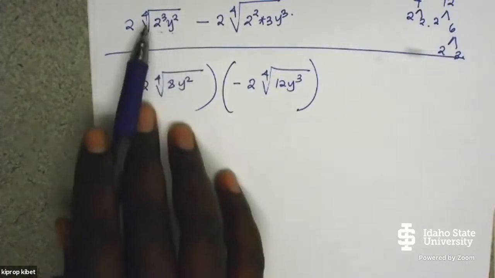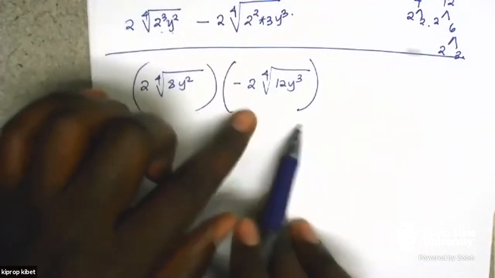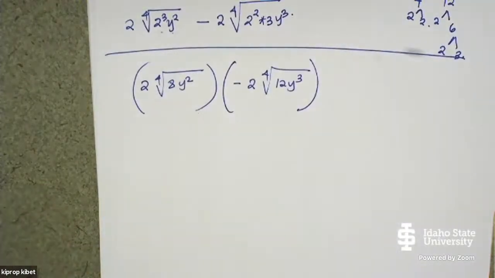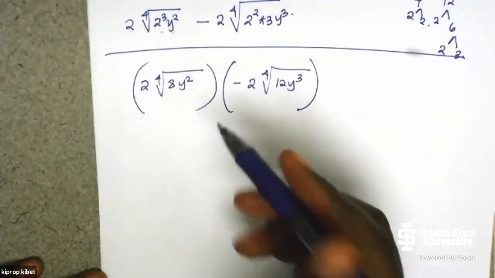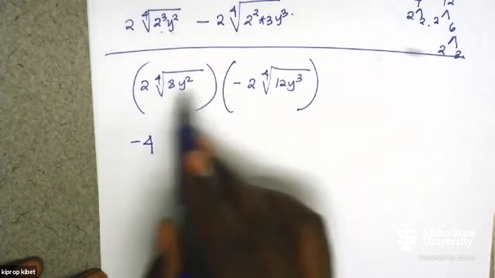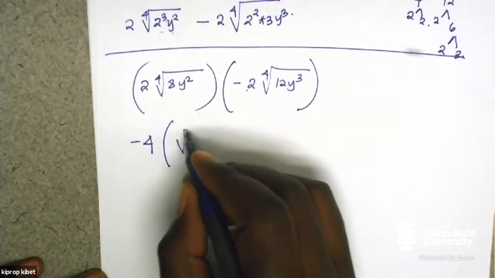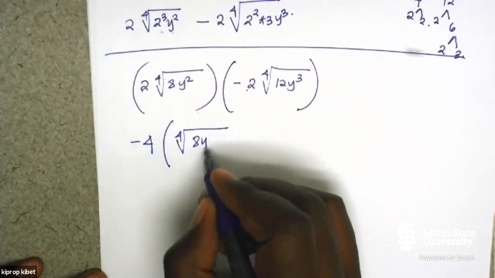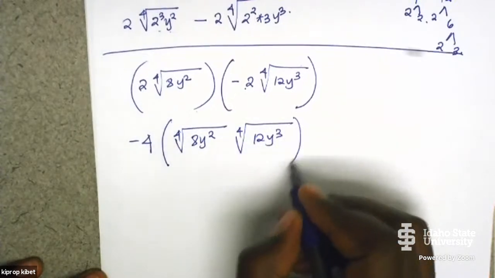Now, if these are multiplication, if you multiply this times this negative here, what happens? What you do there is take -2 to the other side. So you can just bring this minus 2 to here. So it will be minus 4, this 2 and minus 2. And then what remains inside here? The fourth root of 8y square times 12y cube.